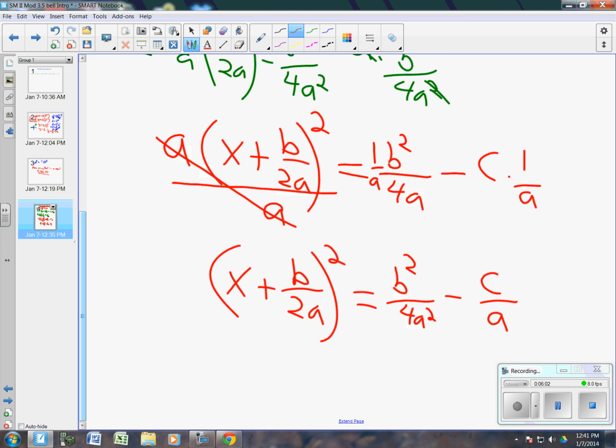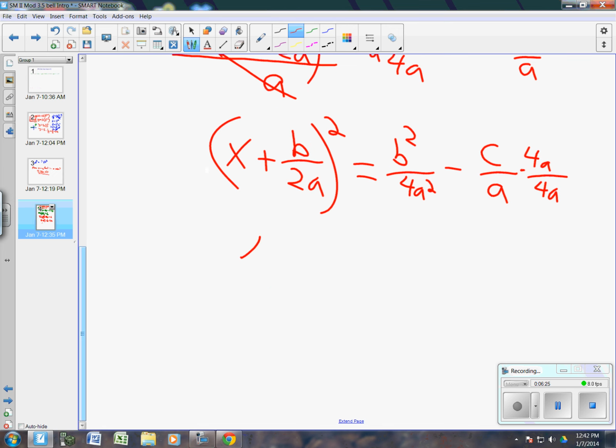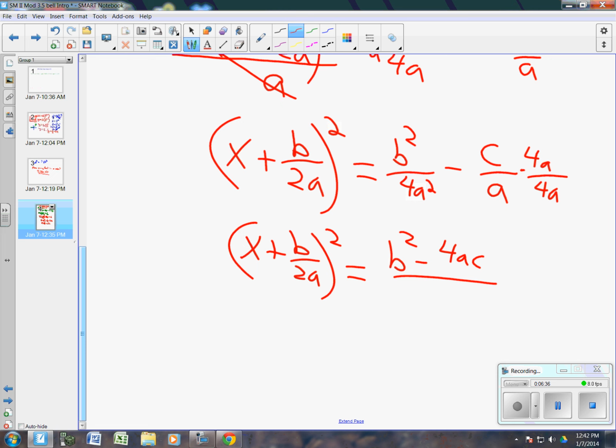Now I want to combine these into one fraction, so I've got to get a common denominator. So what do I got to times this one by, top and bottom of this one by, to get a common denominator? I went from 4a squared to a. What do I have to times a by to get 4a squared? 4a. I've got to times the top and bottom of this by 4a. Okay? And so, right here, I have x plus b over 2a squared equals b squared minus c times 4a is 4ac, all divided by 4a squared, right?